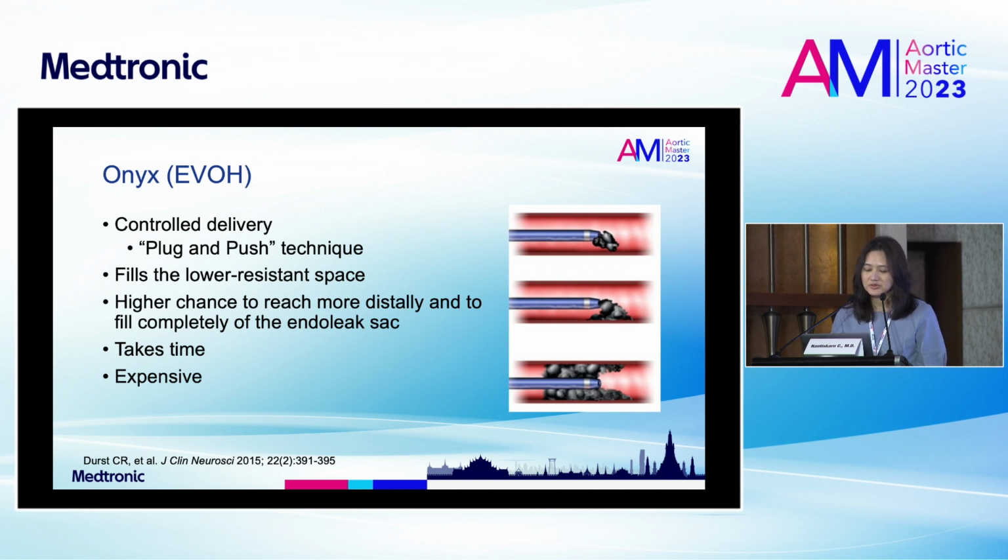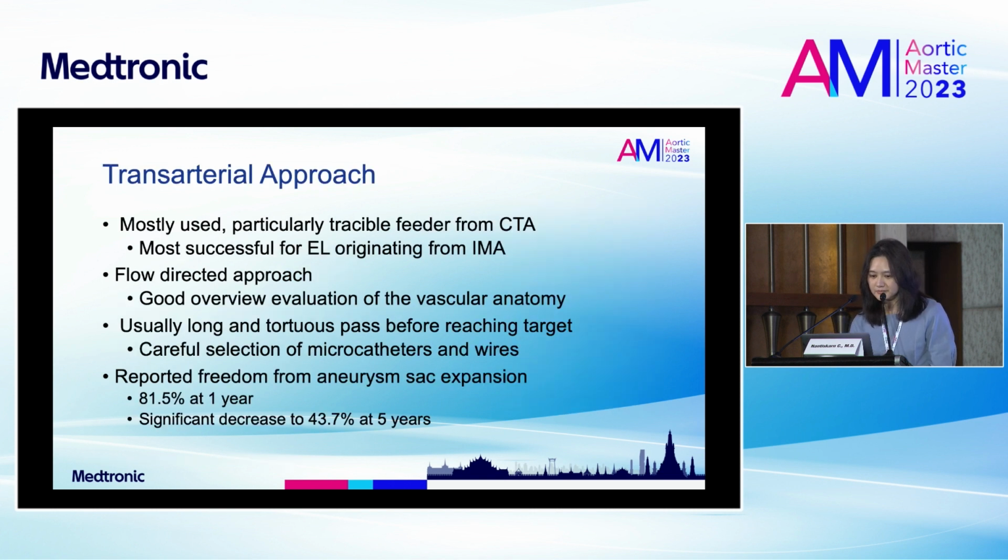Onyx, or EVOH, is a main player for type 2 endoleak now. It has much more controlled delivery by the plug and push technique. Firstly, you form the plug at the tip of the catheter, and when the backward plug is dense enough, it has a higher pressure, higher resistance. So if you continually inject the Onyx, it will find its way to the lower resistance space and reach more distally and completely fill the sac more. But it's quite a time-consuming procedure and quite expensive.